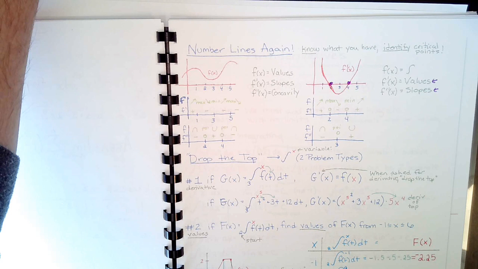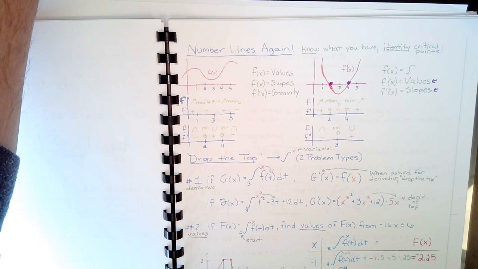Drop the top problems. You think they have to do with integrals, but they're really not. A drop the top problem asks you to take the derivative of an integral. And when you take the derivative of an integral, all you're going to do is drop the number you have in there into the top, and it replaces what you have right there. So for example, for this function right here, if g of x equals this function, g prime, the derivative of this, is going to be f of x. We just drop the x into the top.